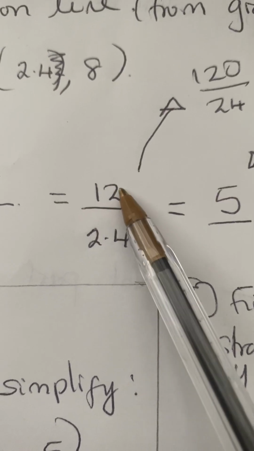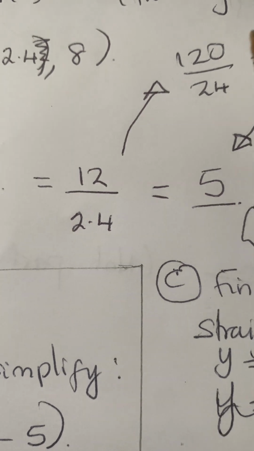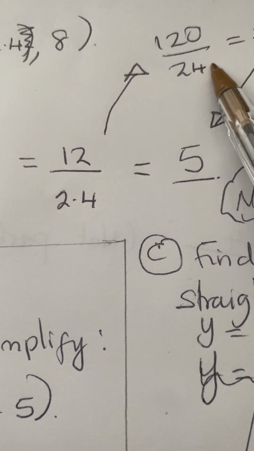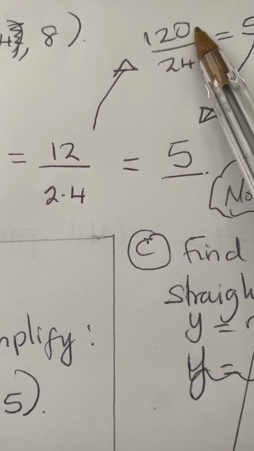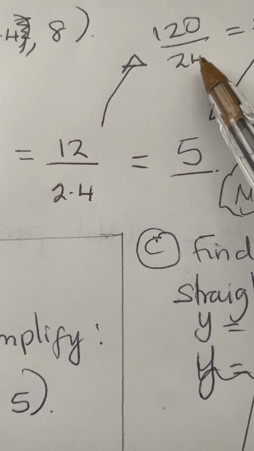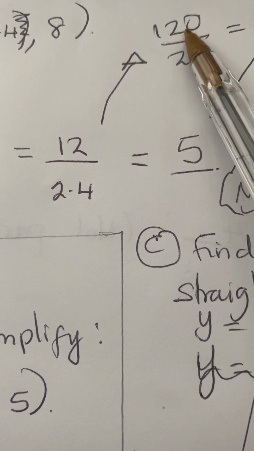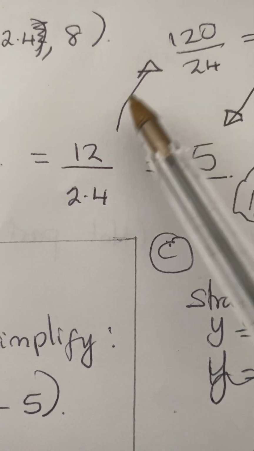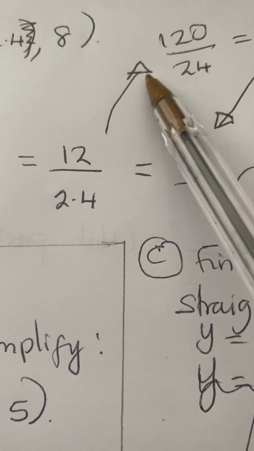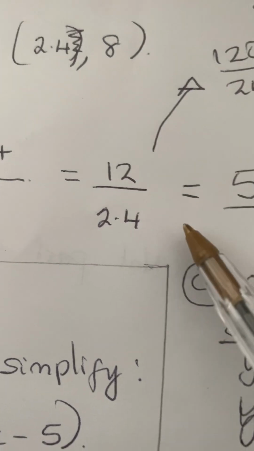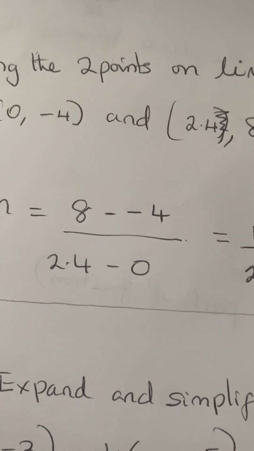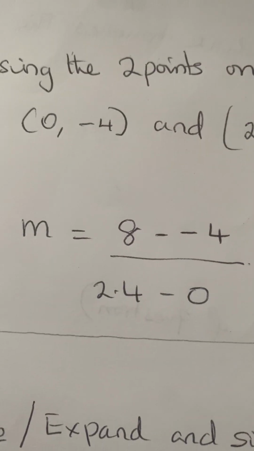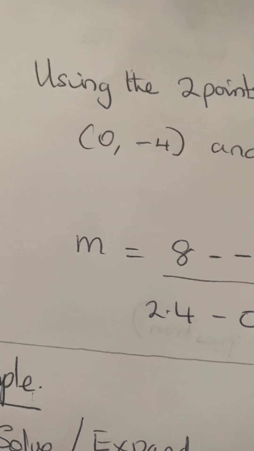Now you can make it 120 over 24. Remember, it's non-calculator, so the calculator is not allowed. It is easy to see here because 4 times 5 is 20, and 24 times 5 is 120. So if you make it 120 divided by 24, then you are going to get 5. So that will be your gradient using these 2 points, or any 2 points on the line. It will be the same.